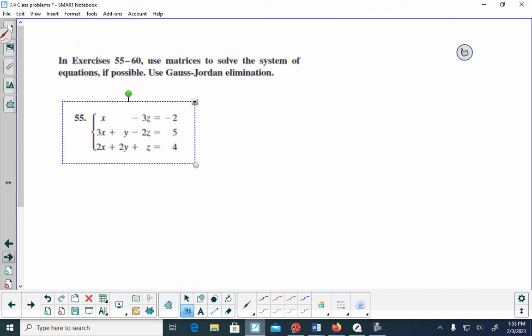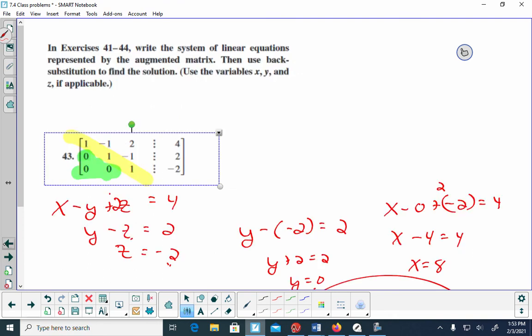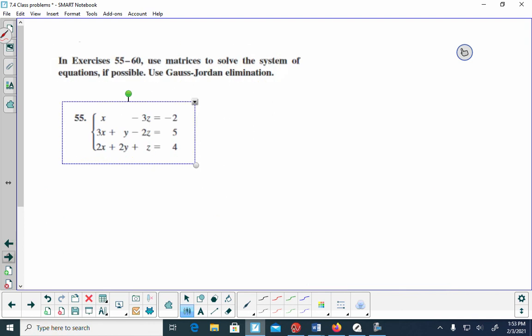Now, 55 says use Gauss-Jordan elimination. So now, Gaussian elimination and Gauss-Jordan elimination sound the same. Gaussian elimination is this. You get it to this point, and then you can back substitute in. Gauss-Jordan, two different guys. They came up with the whole reduced row echelon form. And that means I have to have that main diagonal of my coefficients as ones, and then everything else should be a 0. And that way I know exactly what my x is, my y is, and my z is.